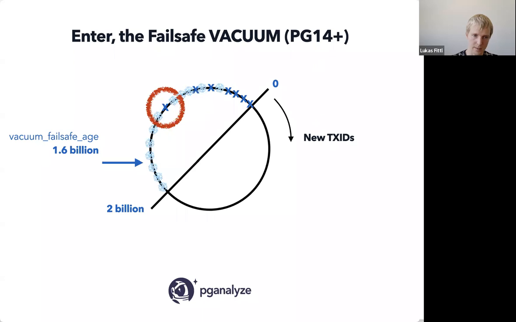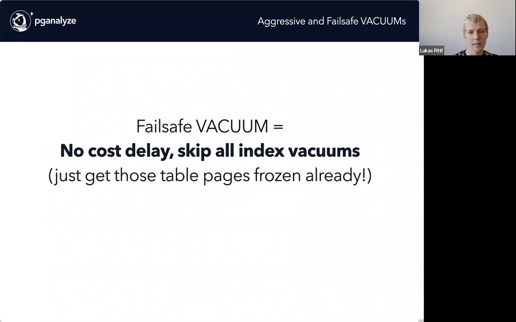So it's very late in the cycle. But what it will do is skip all index vacuums and ignore cost delay. So we're on full speed. And really the point here is we just want to get those table pages frozen, right? We know we're in a pinch, we're running out of time, and so we're trying to get things frozen so that we don't crash.